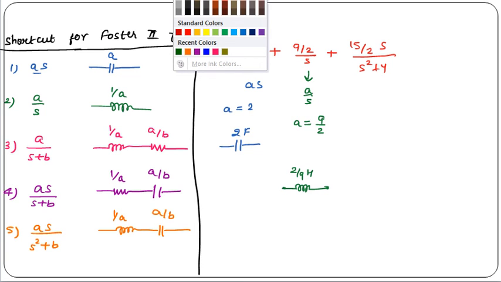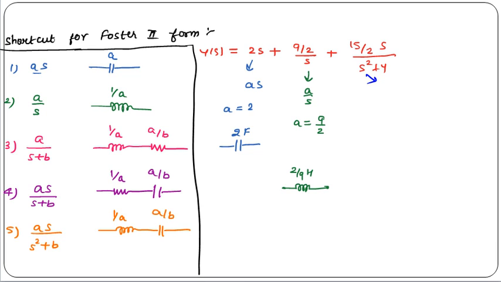Now if we compare the last term, so this is 15 by 2 s by s square plus 4, so this is matching with, oh, this is not fourth, this is fifth because it is s square. So this is matching with a into s by s square plus b. So if we compare the coefficient, the value of a is 15 by 2, and the value of b is 4. So it means we will be getting a series combination of inductor and capacitor. Okay, so inductor value is 1 by a, so this will be equal to 2 by 15 Henry, and capacitor value is a by b, so this is simply 15 by 8 farad.